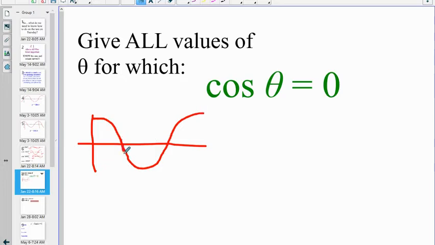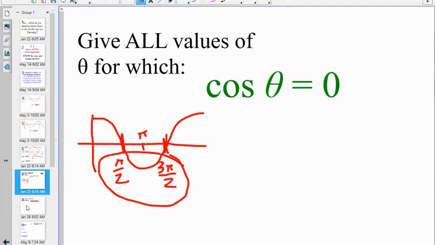If I'm looking at the places where the cosine graph is equal to 0, between 0 and 2 pi, well, here's pi, halfway in between, and so halfway between the origin and pi is pi over 2, and halfway between pi and 2 pi is 3 pi over 2. And so those are the two places where it's equal to 0. Those are my answers for a question like that.